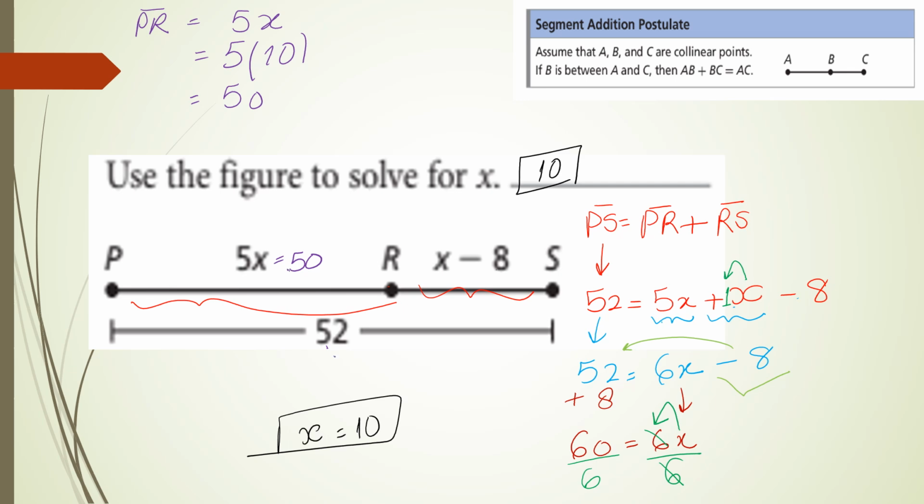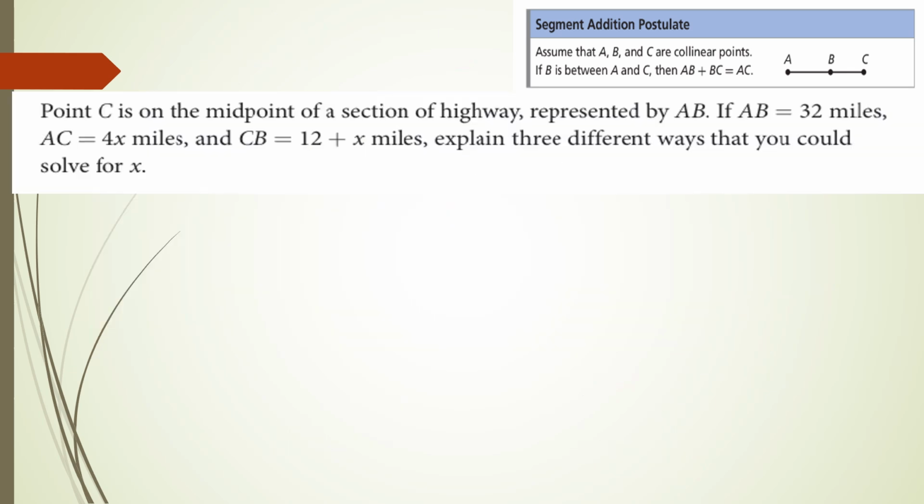But let's try to find out by using algebra, which means RS equals x minus 8. So x is given as 10, minus 8 gives you 2. So RS is 2. So this is 2 and this is 50, and 50 plus 2 gives you the value of PS, which is 52.